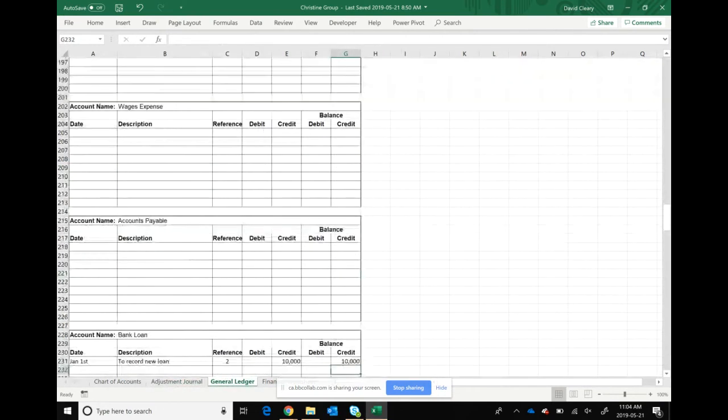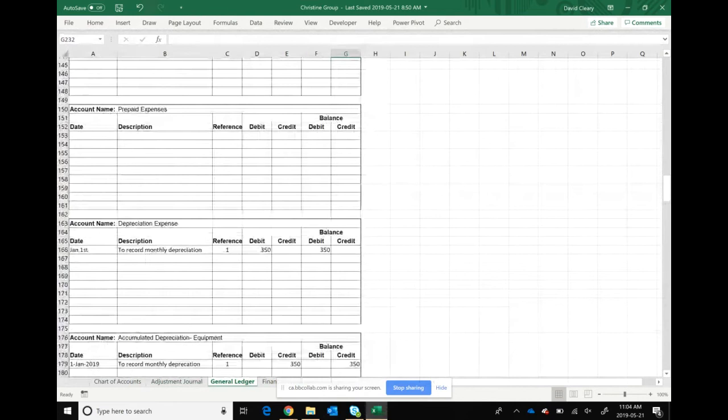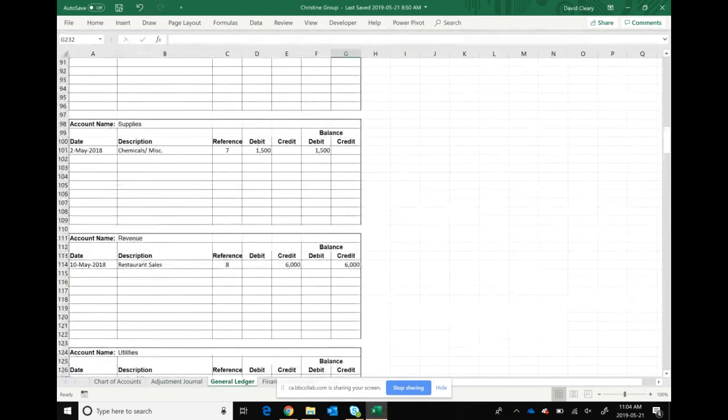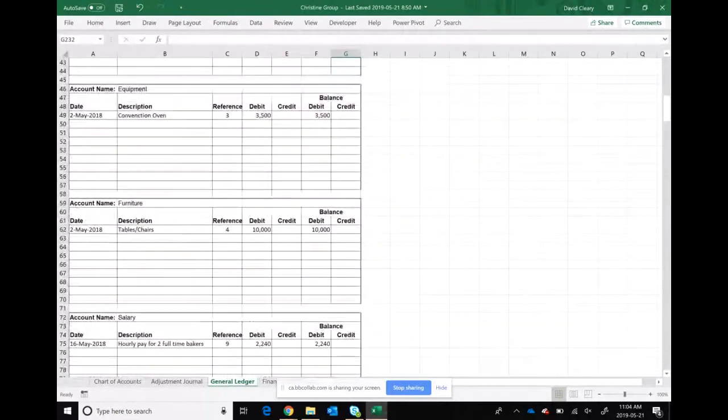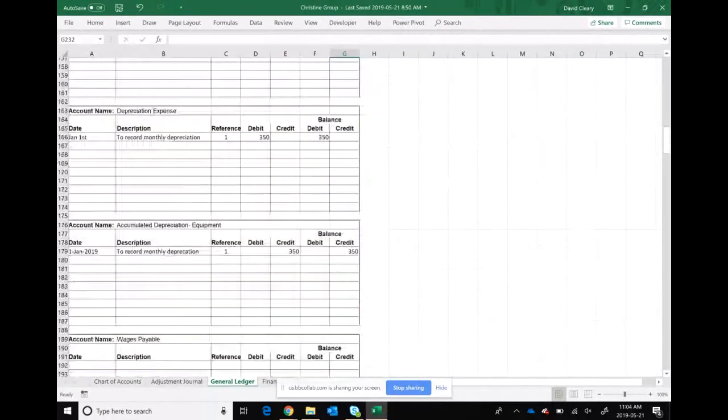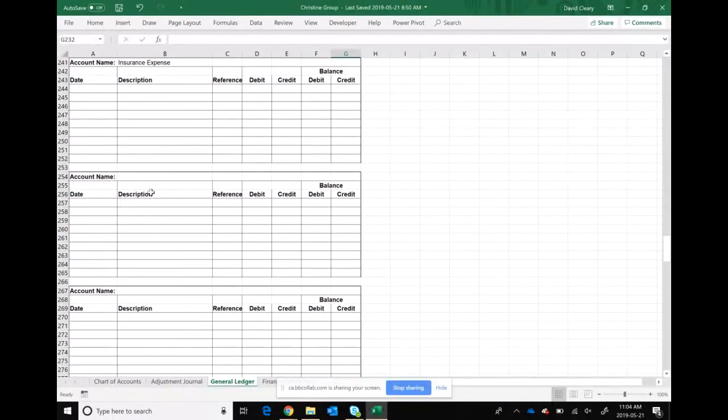$83. So where's our interest? Maybe it's down. Oh, it's not here, so we're gonna have to put it in. If you're ever missing an account in the ledger, you have extra accounts, you just put in the name. So in this case, interest expense and our interest payable. There we go. So again, the date was January 1st to record monthly interest. Reference was 3, I believe, and our interest was debited for $83.